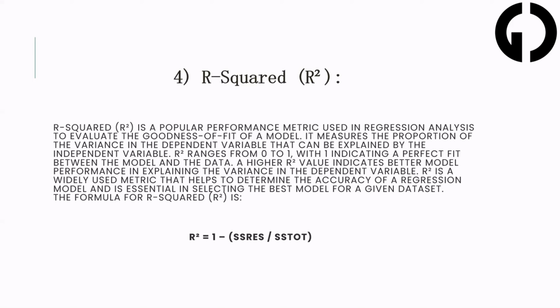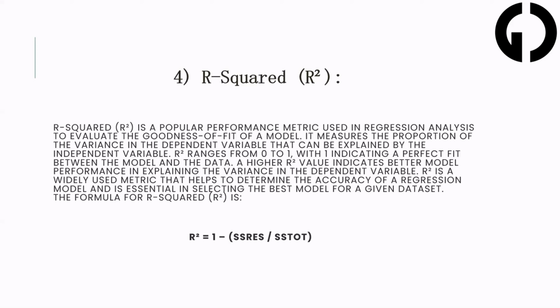R squared. R square is a popular performance metric used in regression analysis to evaluate the goodness of fit of a model. It also measures the proportion of the variance in the dependent variable that can be explained by the independent variable. R square ranges from 0 to 1, with 1 indicating a perfect fit between the model and the data, and higher R square indicates better model performance.